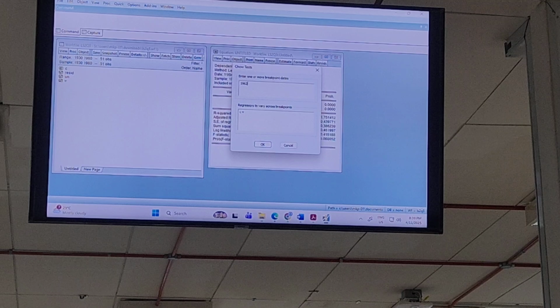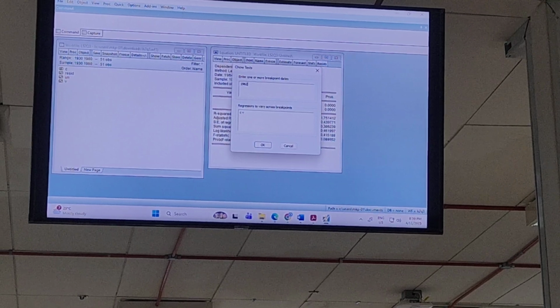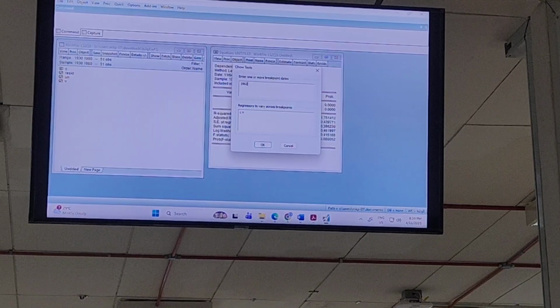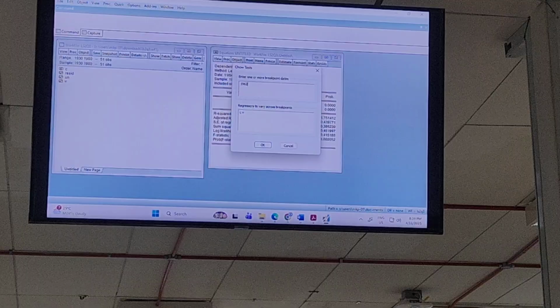So let's say you believe something happened starting from 1962 that may change the form of relationship between unemployment and job creation, and then you can test that. So you can use 1962 as the breakpoint date.